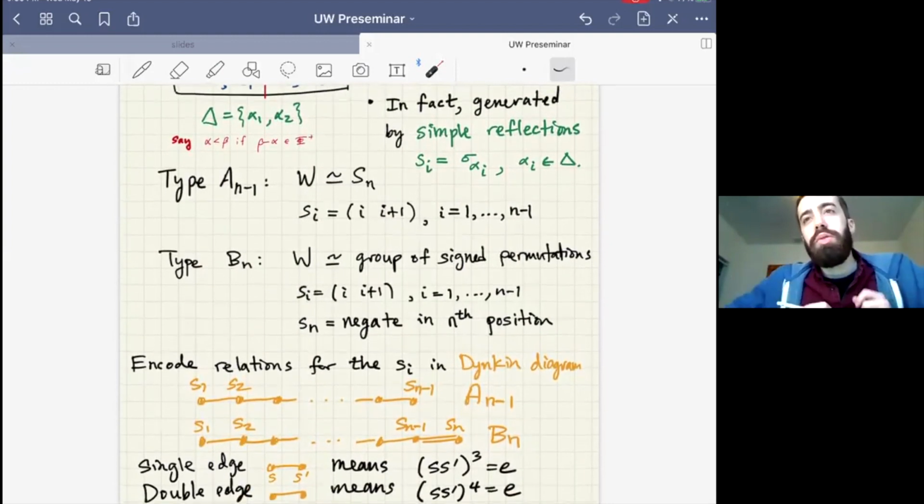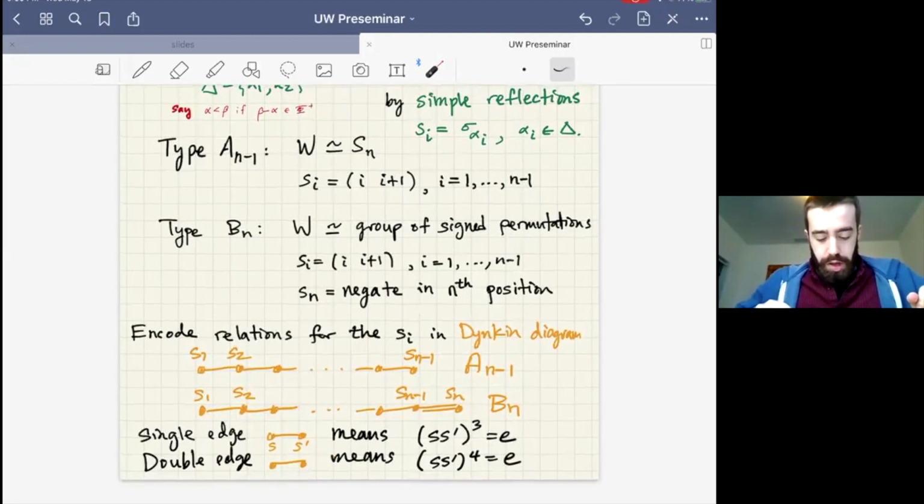So the other example I showed you, type B_n, in this case, the Weyl group is all signed permutations. So you can think of this as the group of ways to shuffle a deck of cards and flip some of them over. Those sorts of operations, and you compose them in the natural way. So in this case, this is now rank n, because I have still these same simple generators which just swap two cards, but also one which negates the last card. And those together generate my whole group.